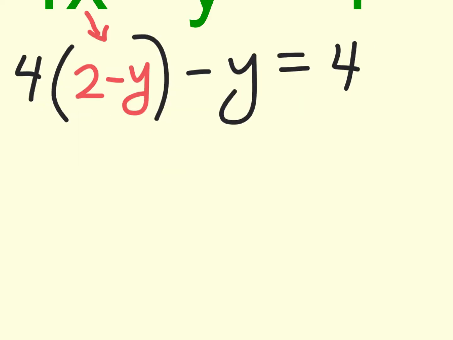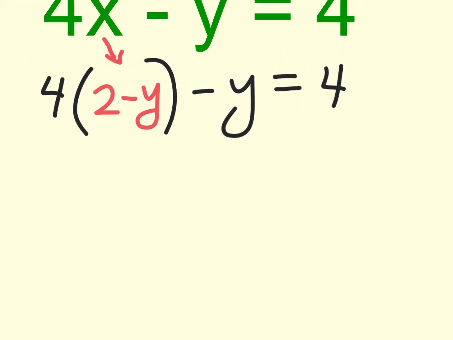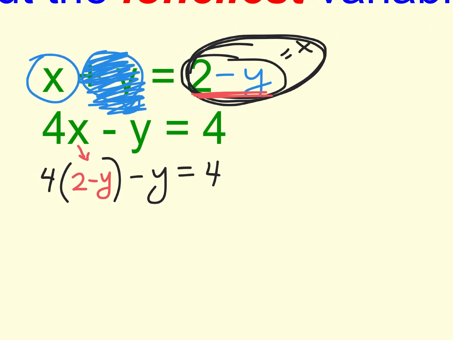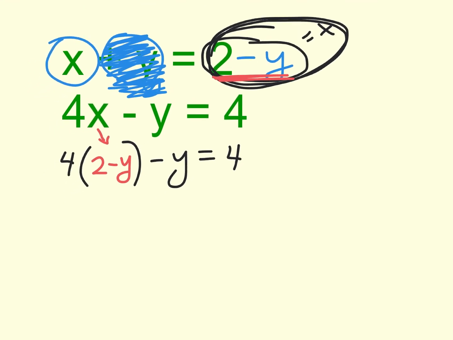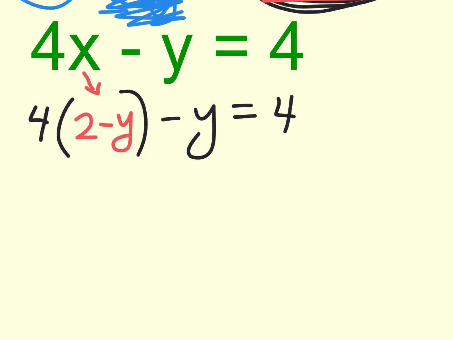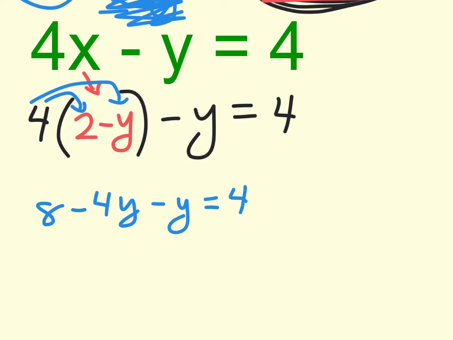Pausing for a second. Okay, so we've got x is 2 minus y, so I substituted it in. For x, I put 2 minus y. Now I'm distributing this out. You should have had 8 minus 4y minus y equals 4.